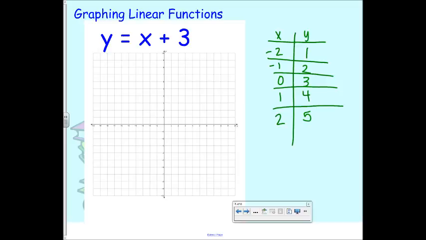All right, and then how do we finish it? By graphing it. So my first point is negative 2, 1, so I go left 2 and then up 1. So there's my first point. All right, what's the next thing? All right, thank you, Matthew.